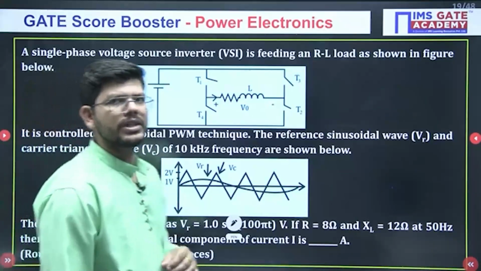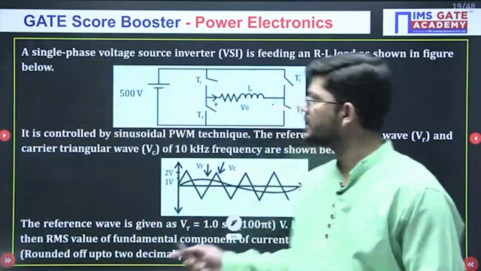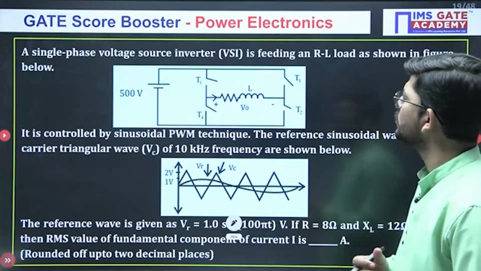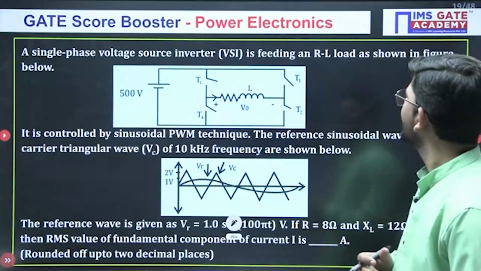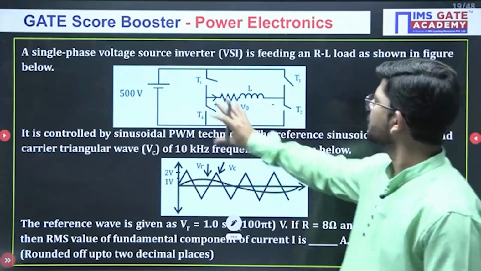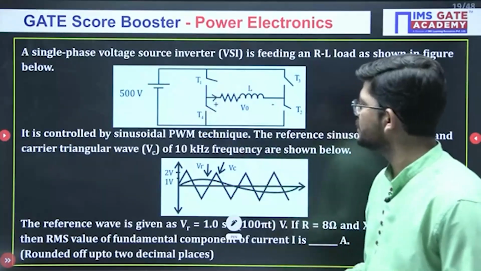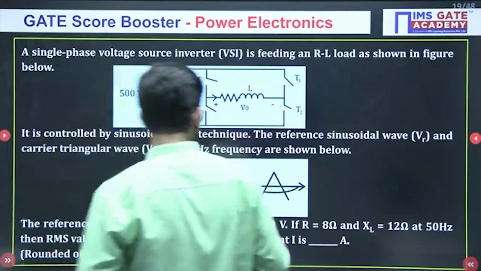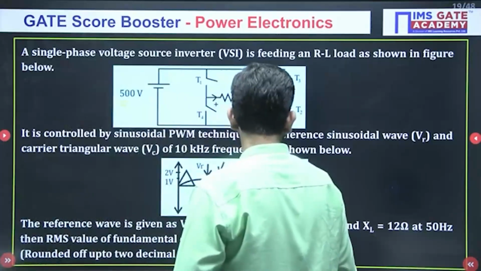Now, just see this question, a very good question. What has been said in this question is, we have a single phase voltage source inverter VSI which is feeding an RL load as shown in the figure. So we have a single phase VSI which is feeding an RL load. This is the value of VS that we have. This will be the value of VS for us, source voltage.